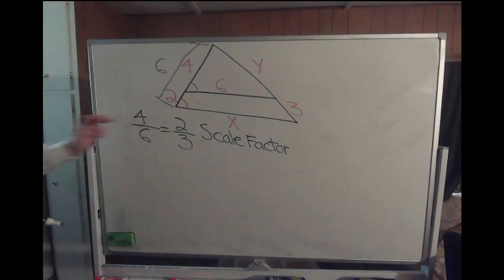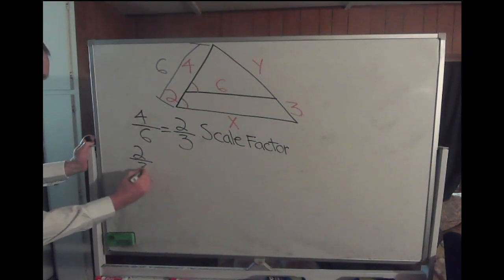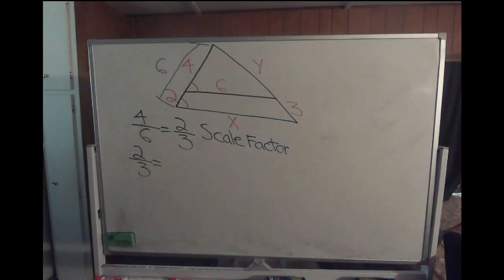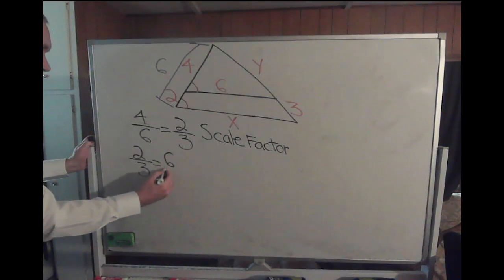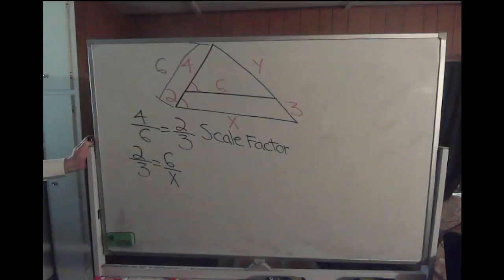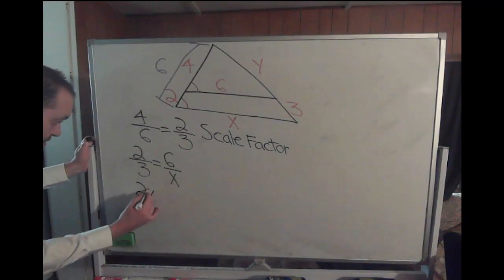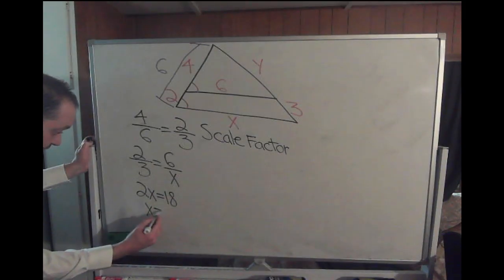So now we want to solve for x. Well, take your scale factor of 2 to 3. The numerator is for the smaller triangle first, to the denominator of the whole triangle. So in this case, if we're going to solve for x, the corresponding side is 6, which should go in the numerator. Then your denominator would be x for the whole triangle. Do your cross product, you'll end up getting 2x equals 18, which would then give you that x is equal to 9.